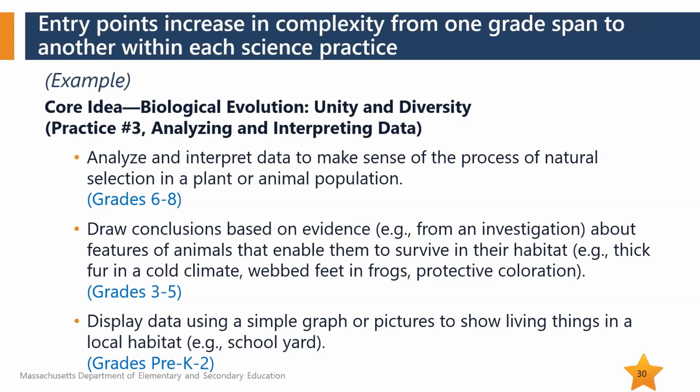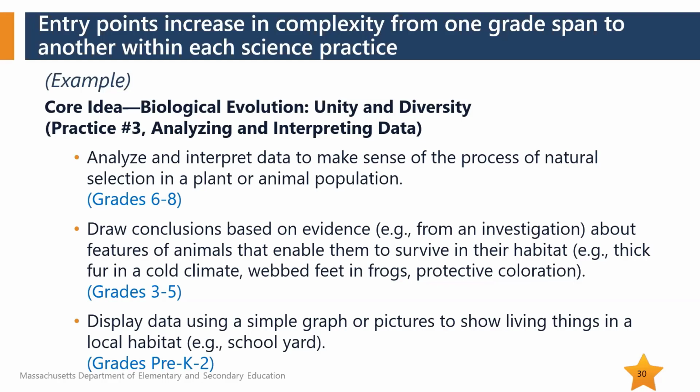And again, this is for high school, or actually for any grade, but if you're at high school and you want to spiral down, this is what it would look like. So I'm using the same practice, but if I want to go down to grade 6 to 8, then the entry point for that level says to analyze and interpret data to make sense of the process of natural selection in a plant or animal population.